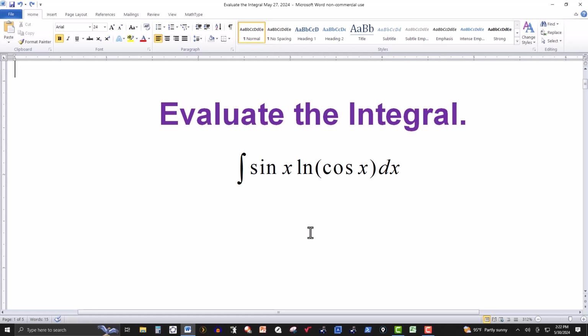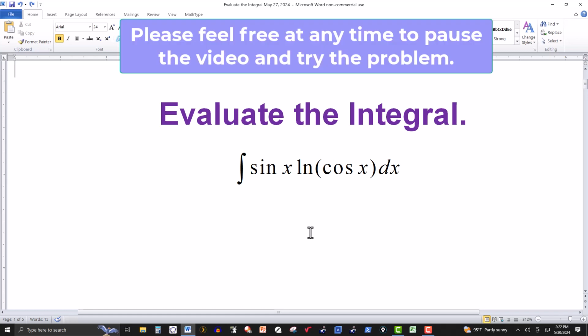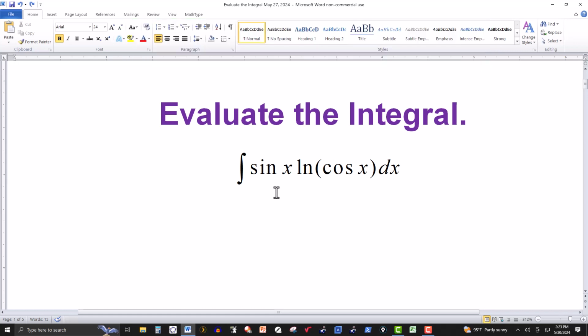In this video, we're going to evaluate the integral of sine of x multiplied by the natural log of cosine of x. I want to point out to you that in some situations there could be more than one, maybe even more than two ways to work a certain problem. This one right here, you can use integration by parts, or you can use a standard u substitution.